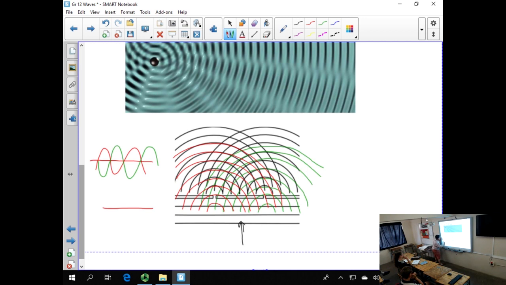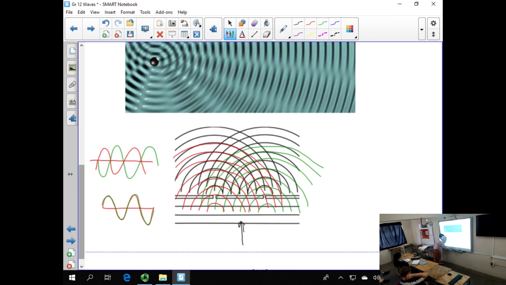Or at the other extreme, this is what is going to happen. The one wave is going to become superimposed on the other wave. Okay? It is going to result in a new wave, and the shape of that new wave is going to depend on whether I'm going to add the amplitudes or subtract the amplitudes.